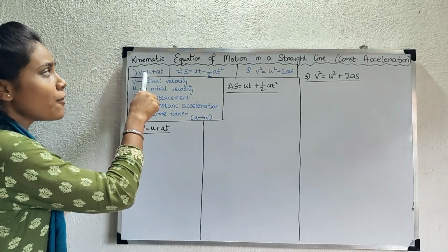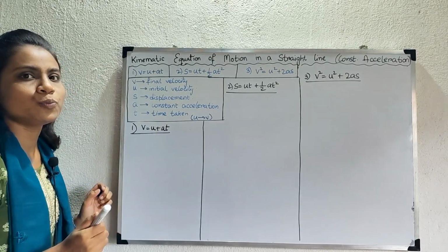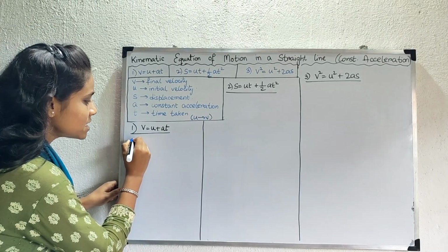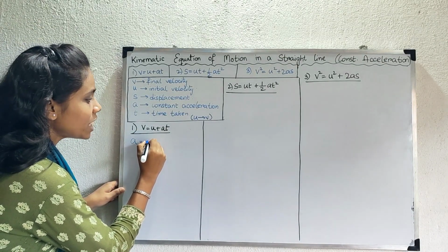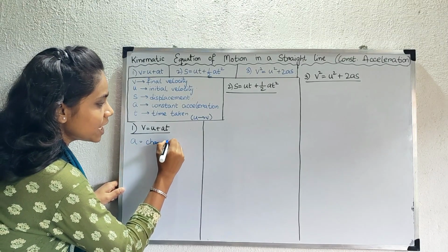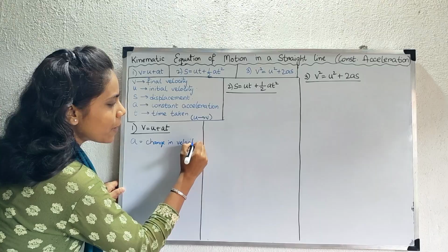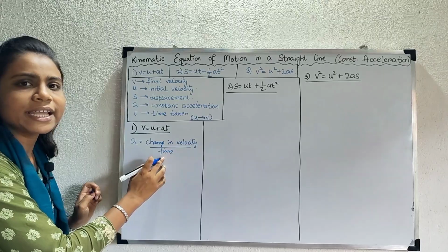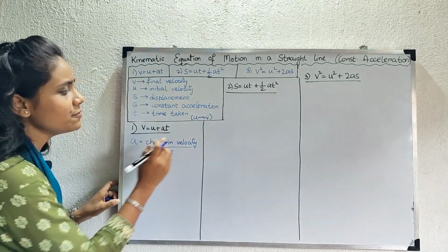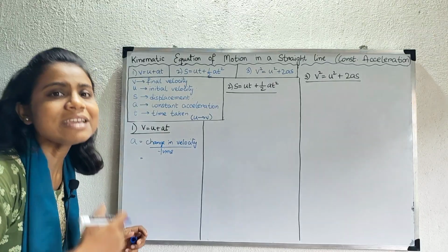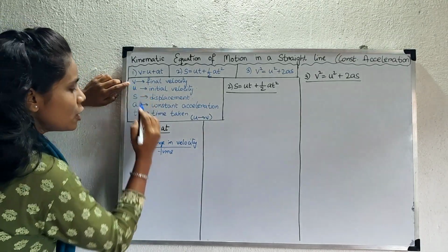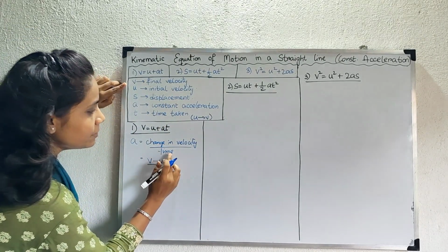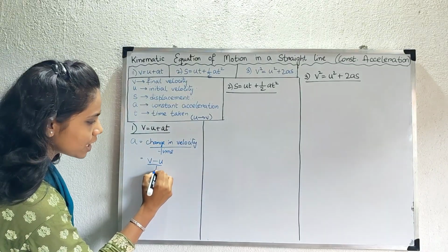Now let us derive the first equation of motion, that is v equals u plus at. For this we will start from the definition of acceleration. Acceleration a is equal to change in velocity divided by the time taken to change this velocity. Change in velocity can also be written as final velocity minus initial velocity, v minus u. And the time taken to change this velocity is t. So there will be t.